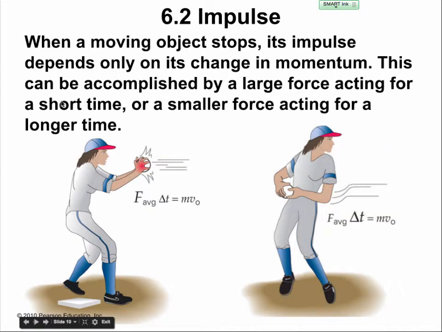So when a moving object stops, its impulse depends only on the change in momentum. This can be accomplished by a large force acting on it in a short amount of time, or a small force acting on it over a longer amount of time. If somebody throws you a really fast softball and you catch it with your bare hands, it will hurt, it will sting. Why? Because that ball has momentum and you have to change it. Your hands literally stop the ball, but there's energy that takes place. The heat that you feel in your hands and that impact is kind of like a transfer of energy. Does that make sense? That's why it stings.